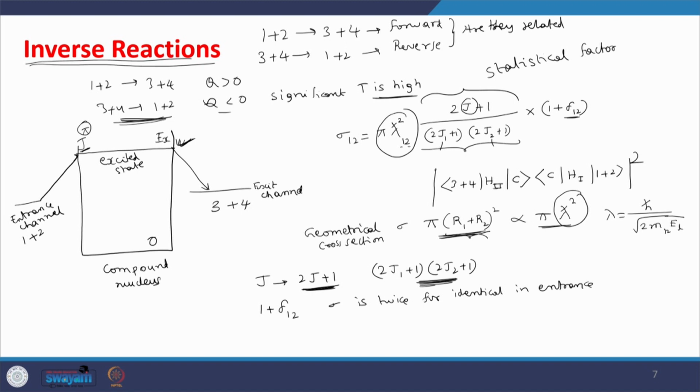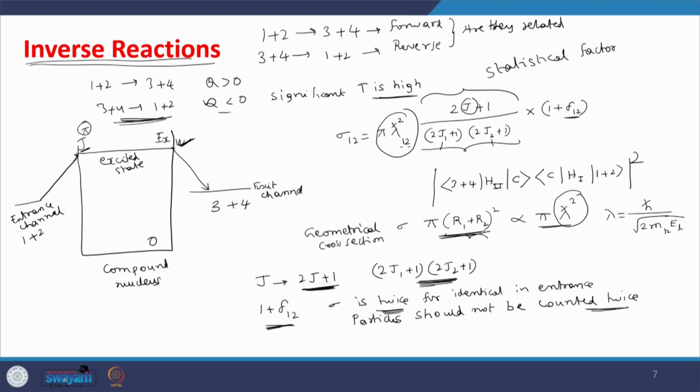And last term, what is that? But here, coming back to this 1 plus delta 1 2, please remember that particles should not be counted twice. This care you have to take. But the cross section doubles, because they cannot be distinguished as projectile and target.